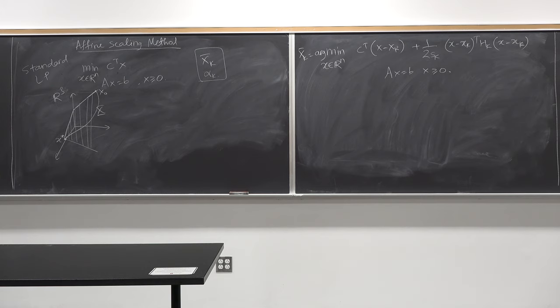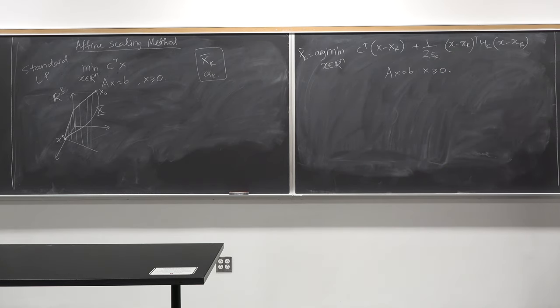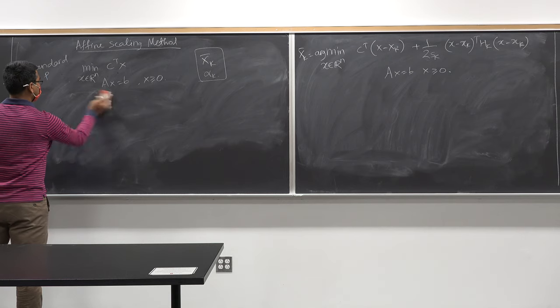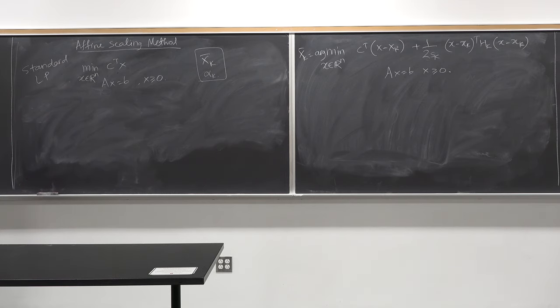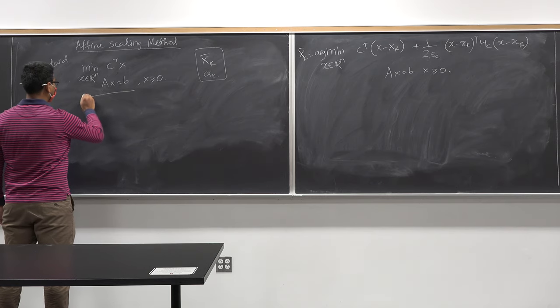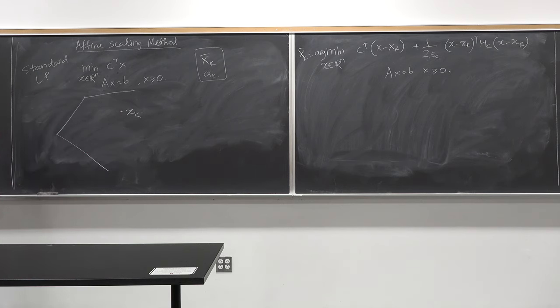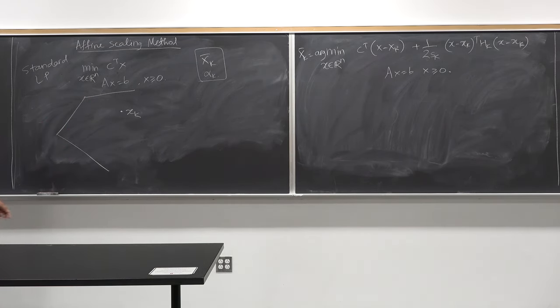This is a form of gradient projection method. And it's actually scaled by SK and HK. This is my set capital X. I'm standing at XK, and I'm going to compute X bar K according to this particular optimization problem.